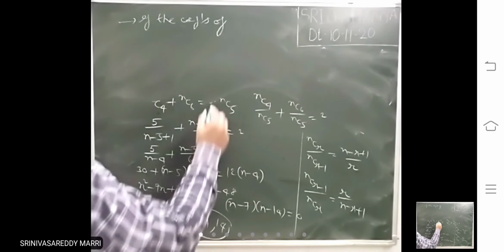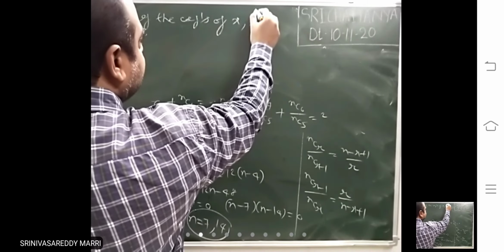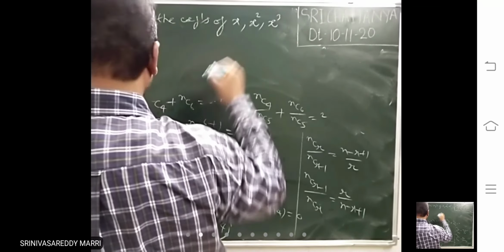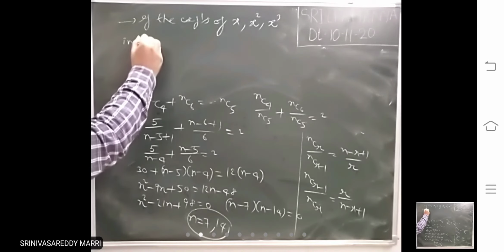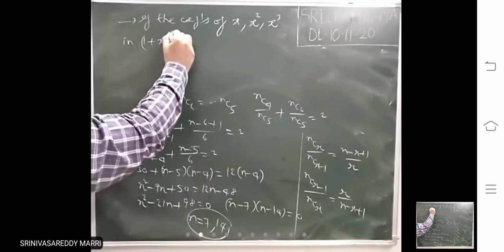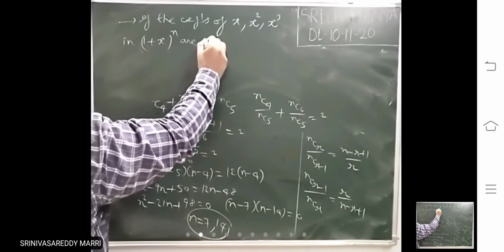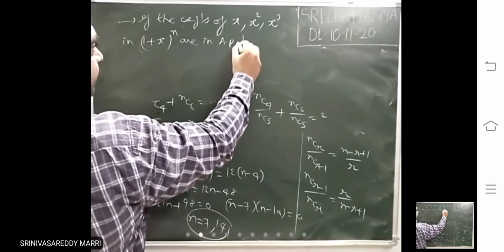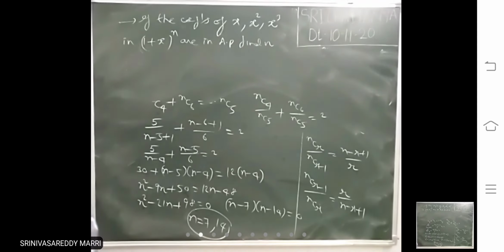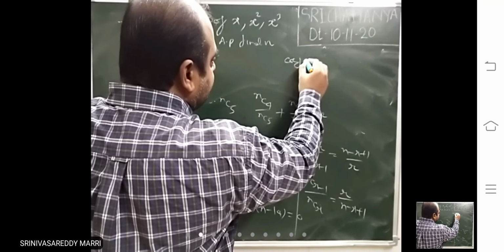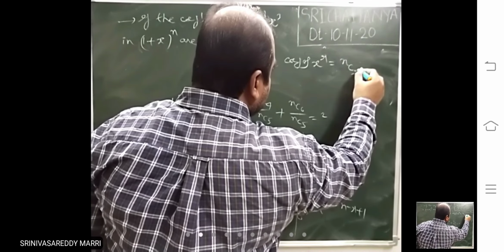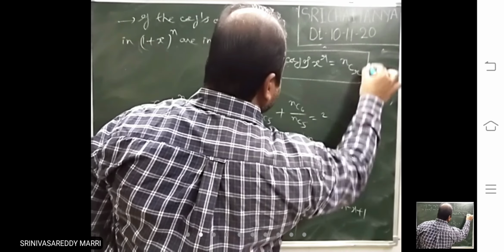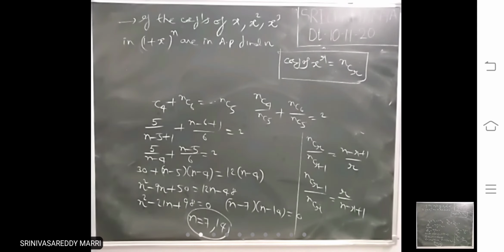If the coefficients of x, x square, x cube in (1 plus x) whole power n are in AP, find n. Look at one example for this. So I have told what is the formula? Coefficient of x power r is nothing but nCr.